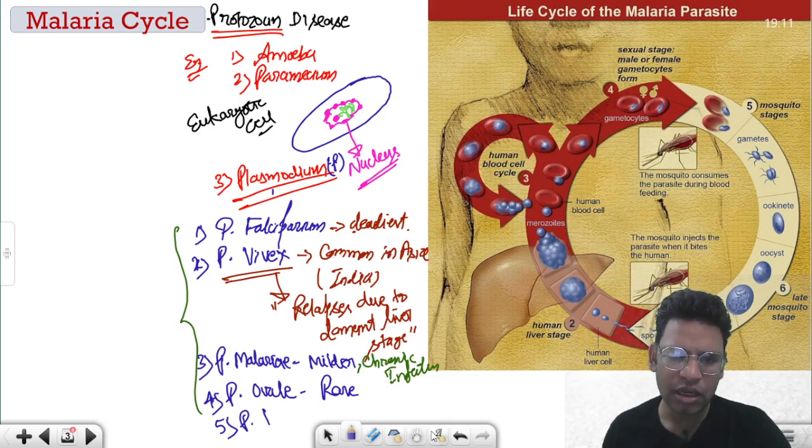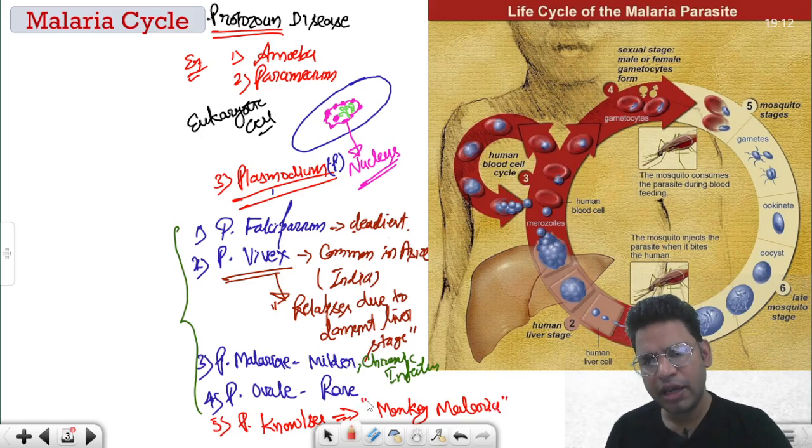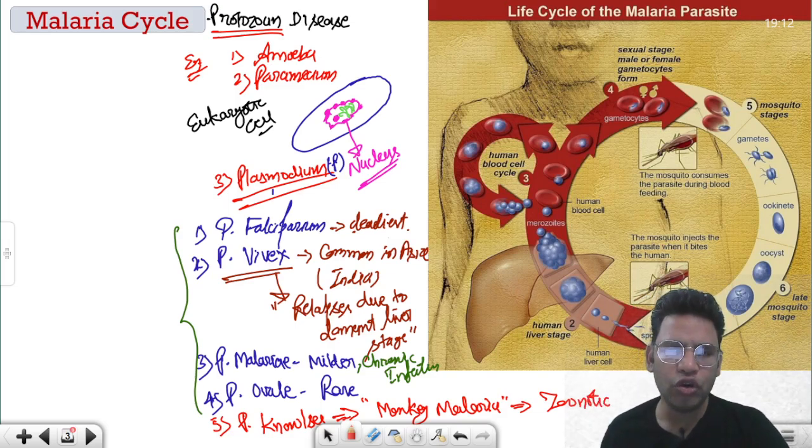It is called, I should use another color pen so that it shows up separately for you. Plasmodium knowlesi. This Plasmodium knowlesi is called monkey malaria. Or this one is, therefore, called zoonotic. Zoonotic diseases are those which are transmitted from animals to humans. It is severe but uncommon.